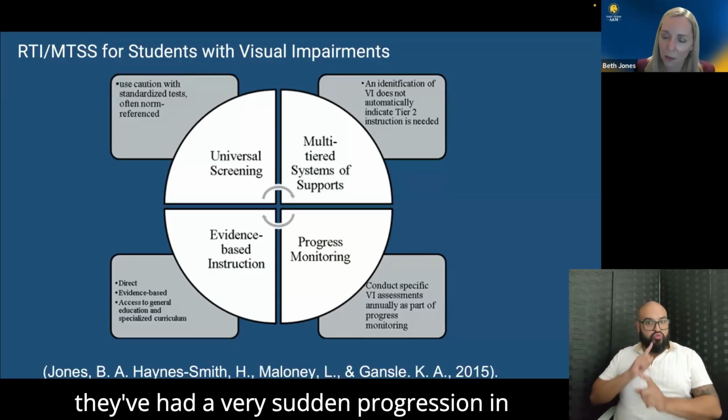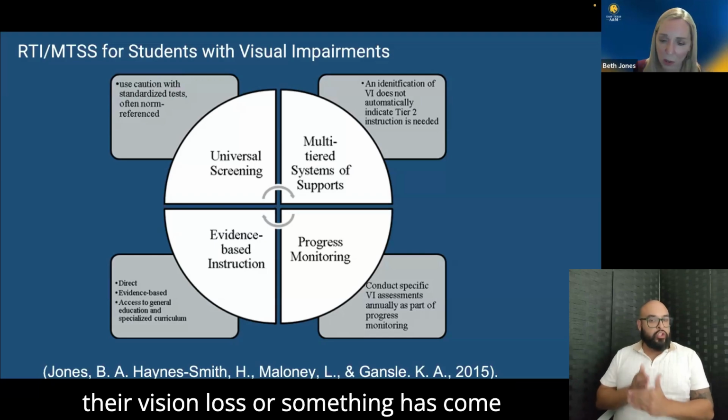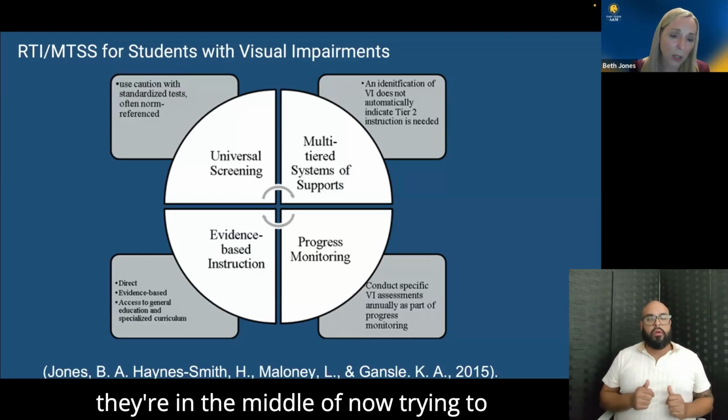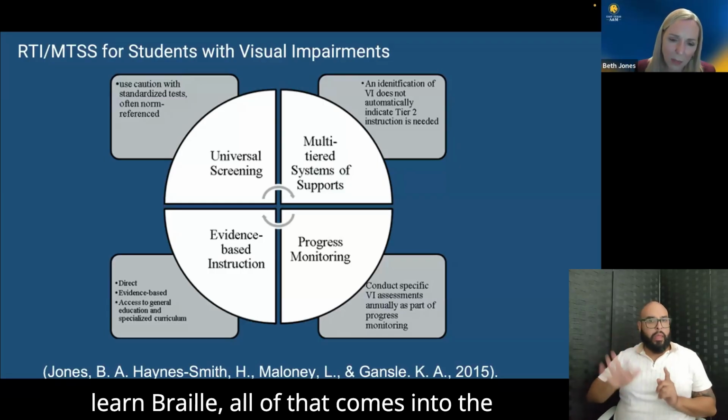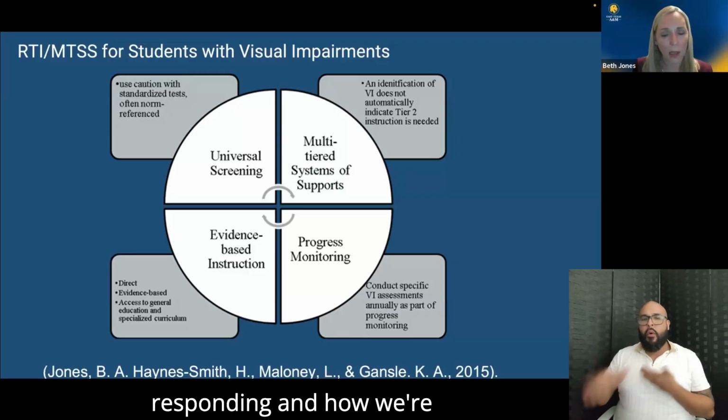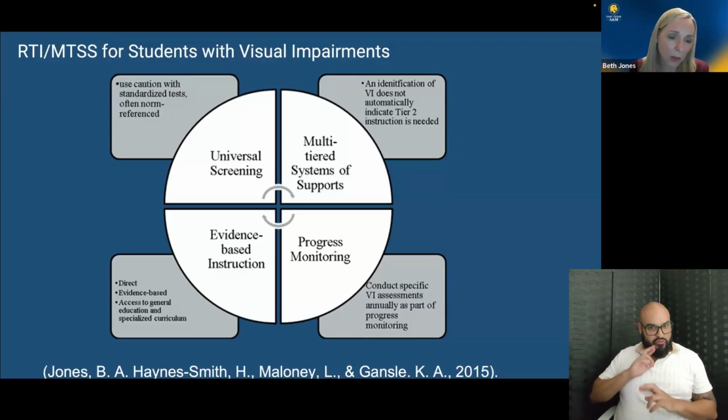If they've had a very sudden progression in their vision loss or something has come up, their medium needs to change. They're in the middle of now trying to learn Braille. All of that comes into the picture about how they're responding and how we're progress monitoring.